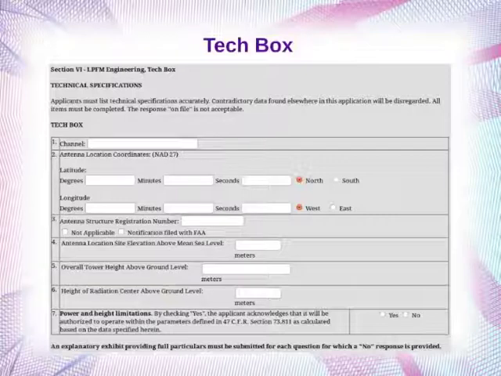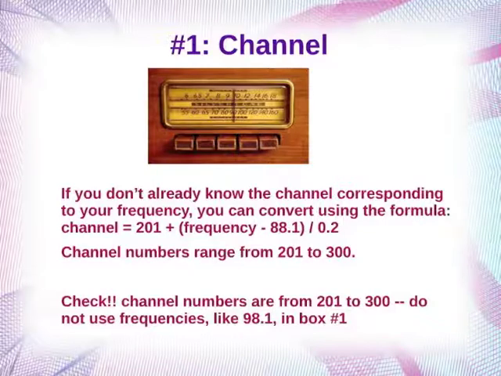7 fields that you have to enter, and then it has 8, 9, and 10, which refer to the exhibits. So I'm going to go over the first couple of aspects, channel and antenna location, and then Paul is going to go over the rest: antenna structure, the tower height and antenna height, and power and height limitations. And right now, I'm going to go over the channel.